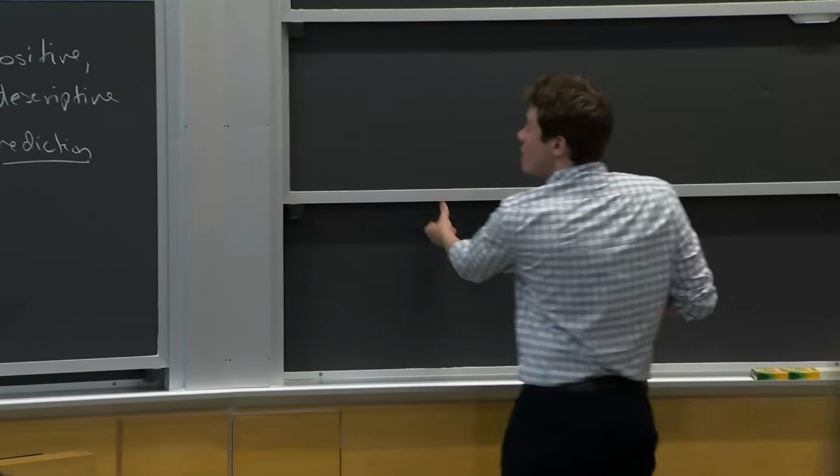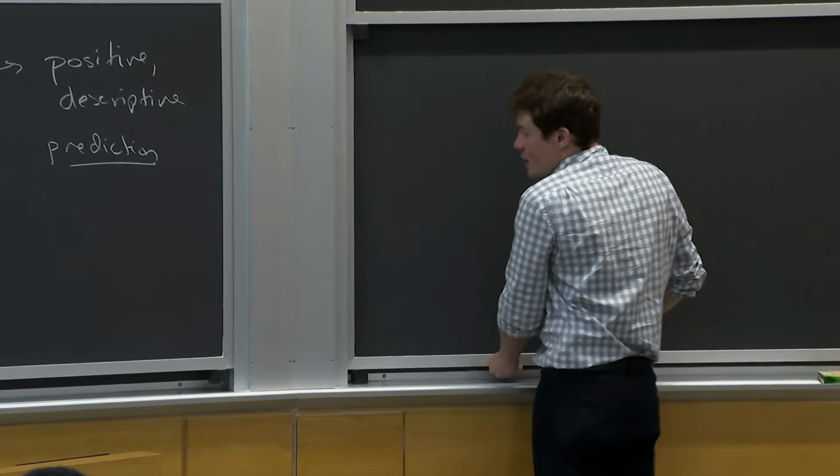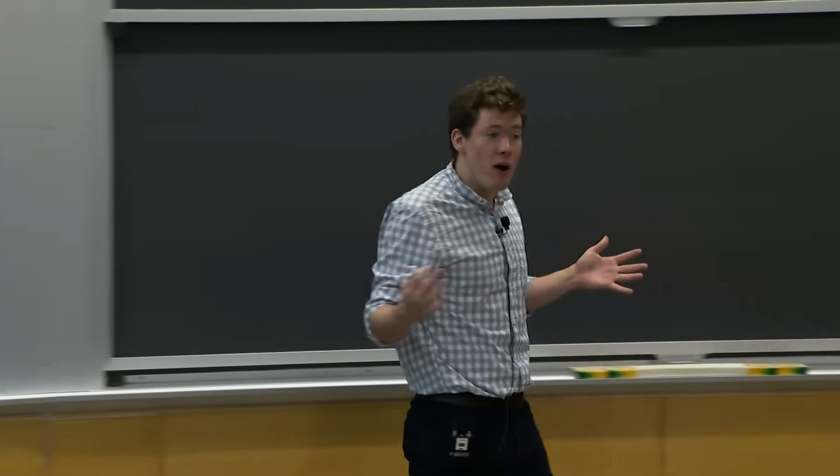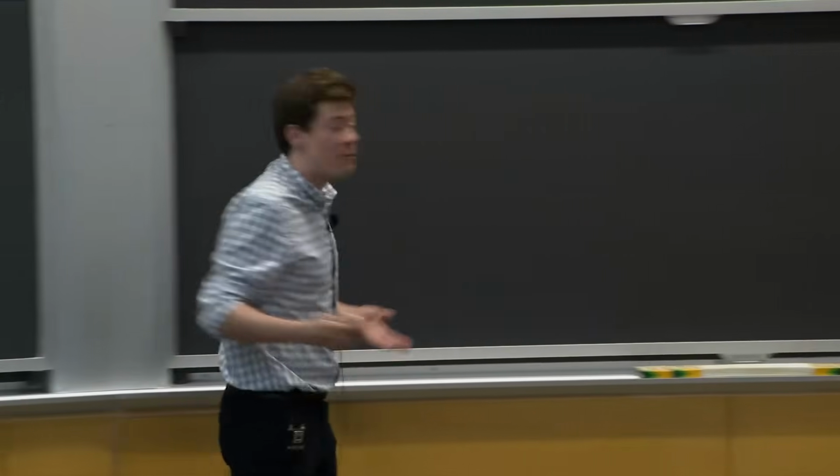So I want to start with an example of a game, an example of a strategic form game. And this is the most famous game in game theory, probably. You may have heard of it. It's called the prisoner's dilemma.